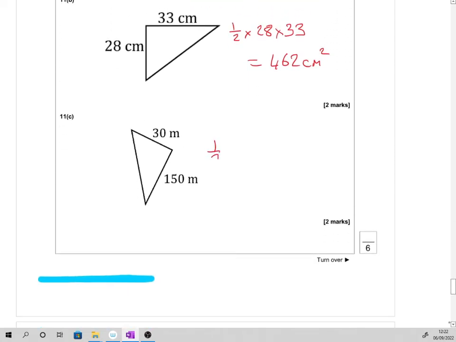So this is going to be a half times 30 times 150. So 0.5 times 30 times 150 is a mammoth 2250 meters squared.